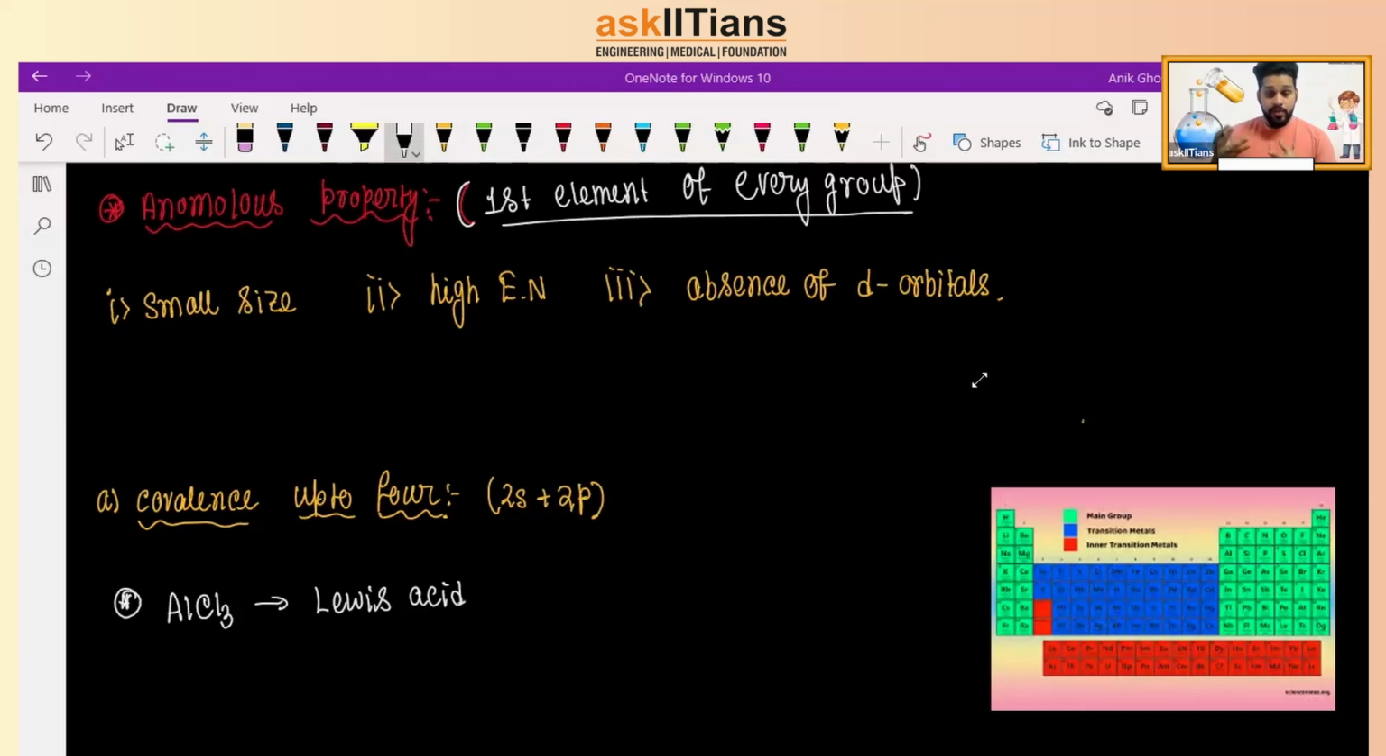Now, who is showing it? The first element only. Now, don't get me wrong here. It doesn't mean the other elements cannot show anomaly. They can. They are going to be called exceptions. But here, these anomalous properties are being shown by the first element for the same reason. That's why, guys, we call it not an exception. It's an anomalous property.